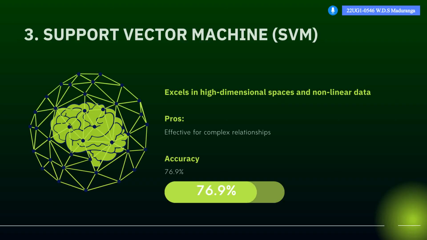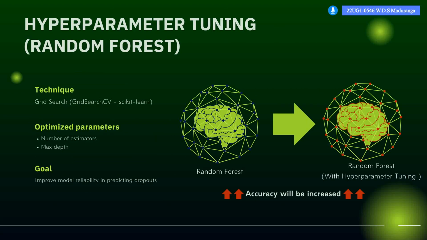Lastly, we used support vector machine, which excels in high dimensional space and non-linearly separable data, achieving an accuracy of 76.9%. To enhance the random forest model, we performed hyperparameter tuning using grid search with GridSearchCV from scikit-learn. By optimizing parameters like the number of estimators and max depth, we improve its reliability in predicting student dropout.